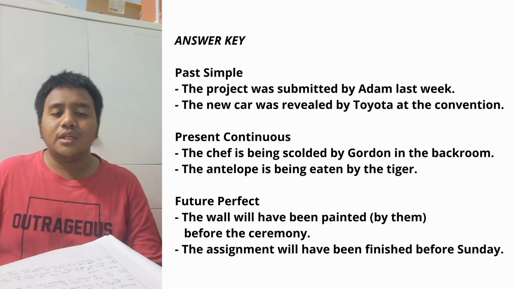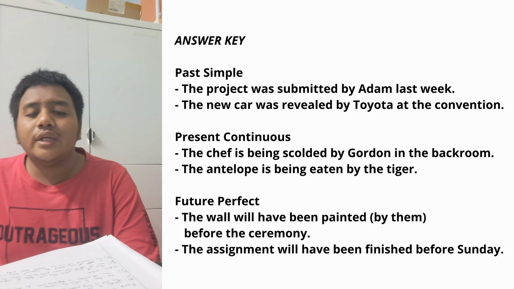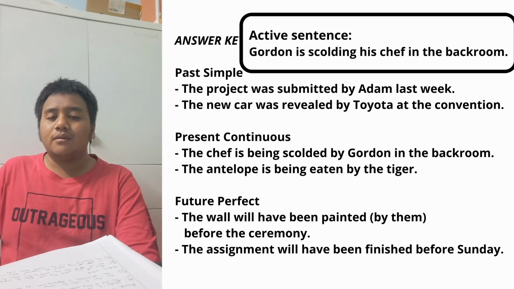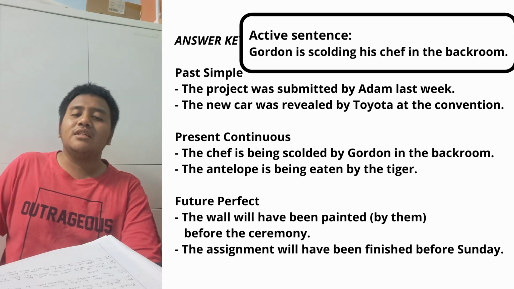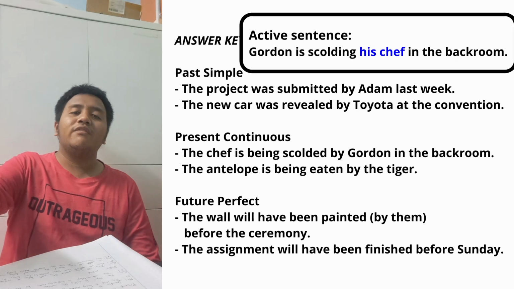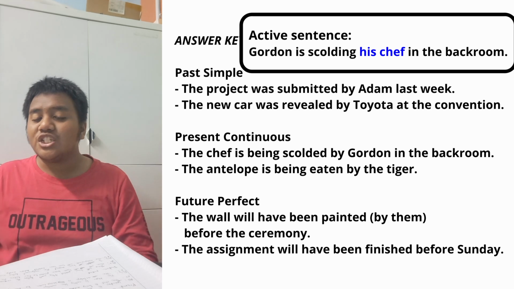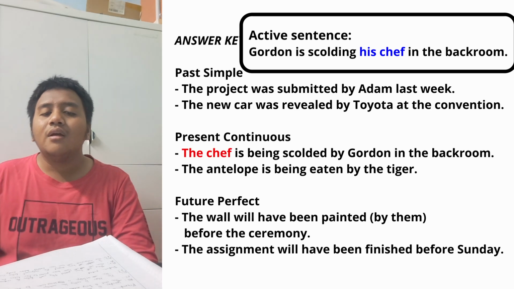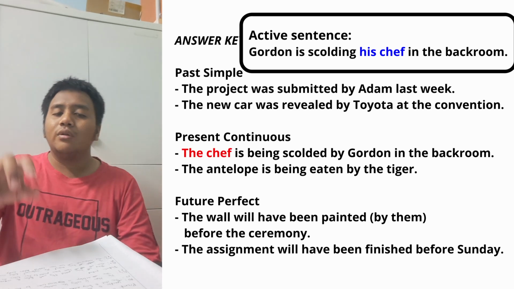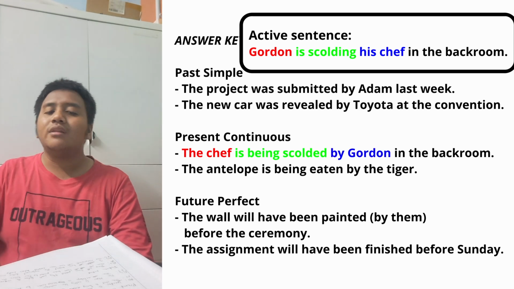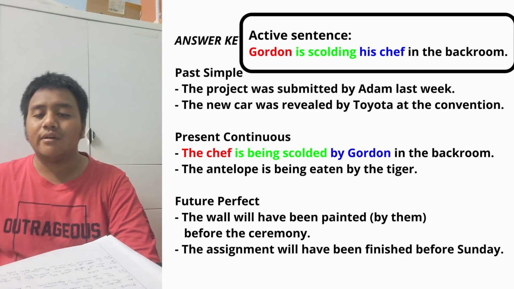Now, present continuous. Gordon is scolding his chef in the back room. Now, which one is the object? That's right, his chef. So we put chef at the front. We will have to change it to the. The chef is being scolded by Gordon. Okay, scolding, we turn it to past participle, is being scolded by Gordon in the back room.